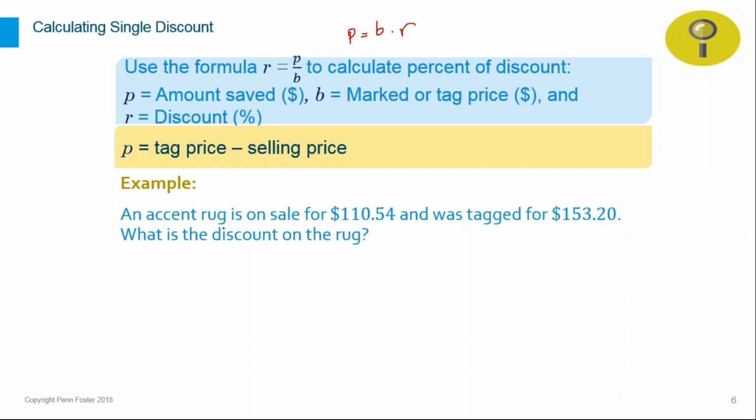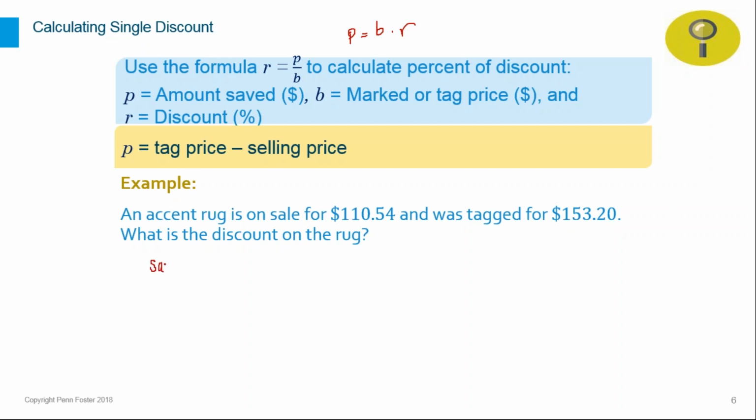So we're able to find P, which is the savings, equals the tag price minus the selling price. It makes sense. If you subtract the lower price, the discounted price, from the original price, it should give you how many dollars you saved, the P, the percentage. So this is exactly what we're going to do. We have to find first the P, the percentage, and then use it in the formula with the B and find R, the rate. So let's do that together.